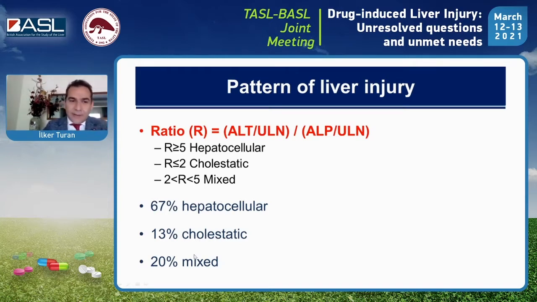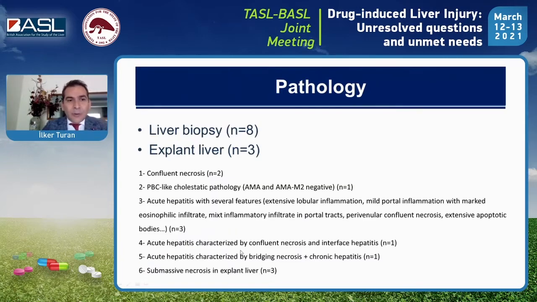Pathology was available in 11 patients, and several histological features were observed, including confluent necrosis, PBC-like cholestatic pathology, and acute hepatitis with several features, as you can see here. And massive necrosis is prominent in explanted liver in patients who had undergone liver transplantation.